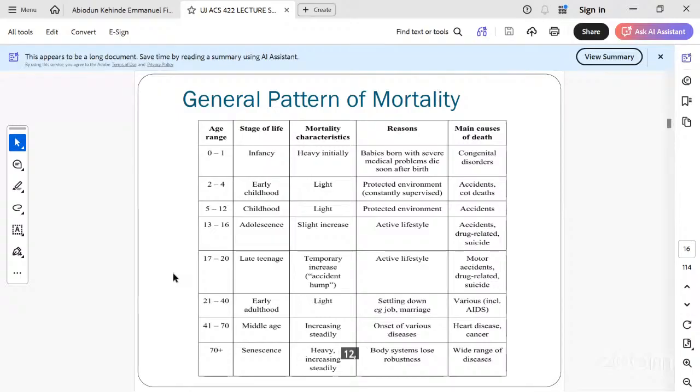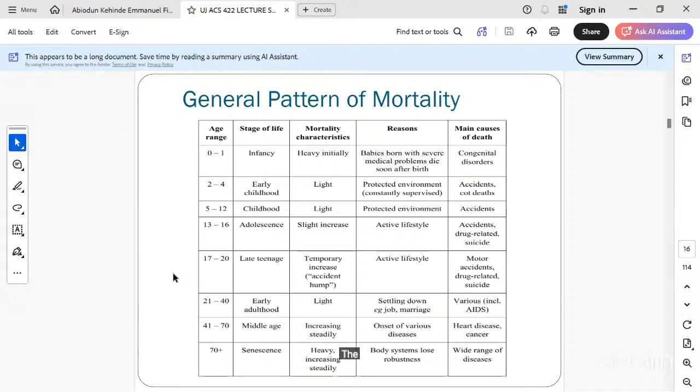Now, ages 13 to 16. That's when they get to adolescence. So the mortality rate increases slightly. It's no longer light. It will now increase, especially for men. And that's why I want you to plot all those graphs for male and female. You will see that at some point, the mortality rate for male will just pace the one for the female.